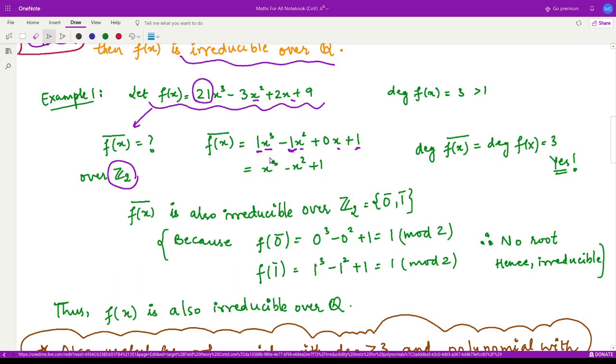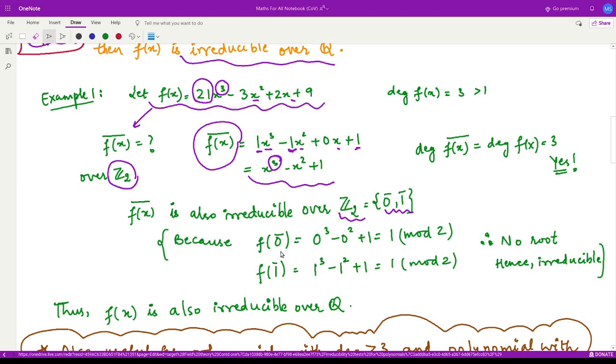Again, the degree of this reduced polynomial is the same as the degree of the original polynomial. So we can apply the above test. For that we need to check whether this polynomial is irreducible over Z2. And Z2 contains two elements, 0 and 1, we all know that. So to check whether this is irreducible or not, this is of degree 3, so we need to check whether there is a root of this polynomial or not.